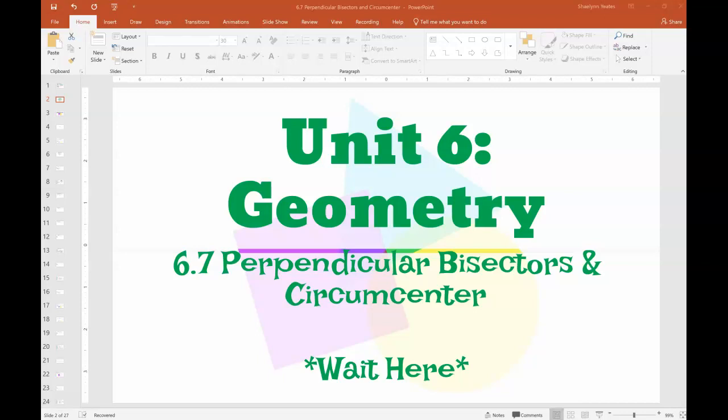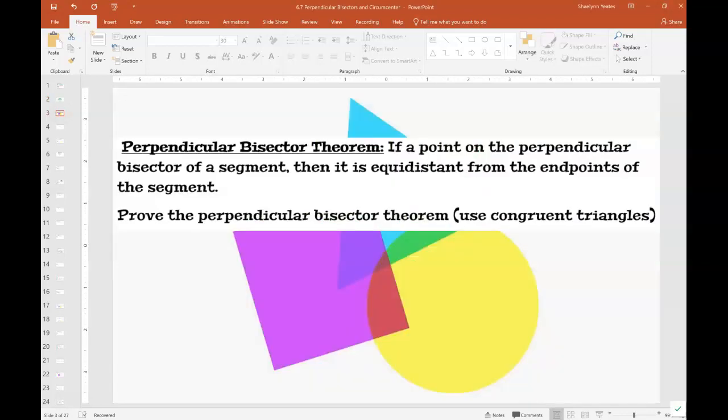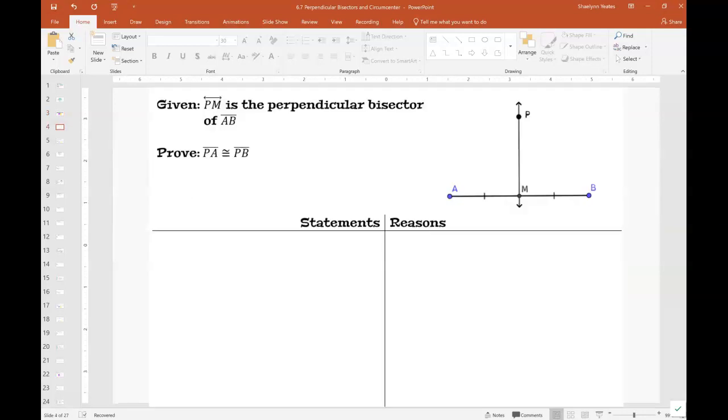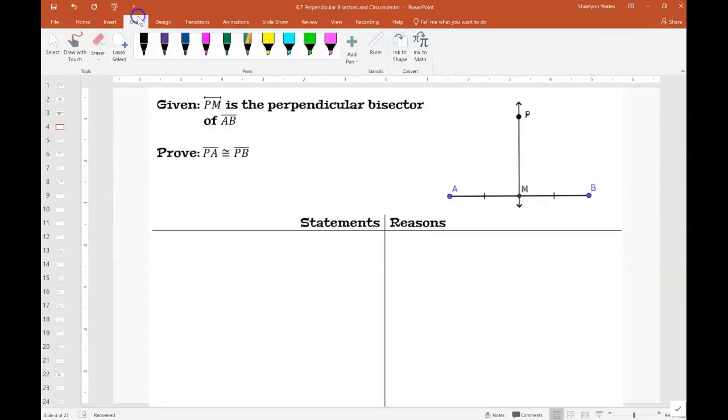All right, today we are talking about perpendicular bisectors and how they meet at the circumcenter. The perpendicular bisector theorem says that if a point is on the perpendicular bisector of a segment, then it's equidistant from the endpoints of the segment. We're going to prove this, and I'm going to talk about the logic of it, and you might get it, you might not, we'll find out.